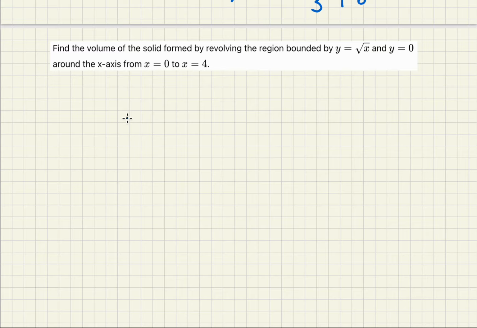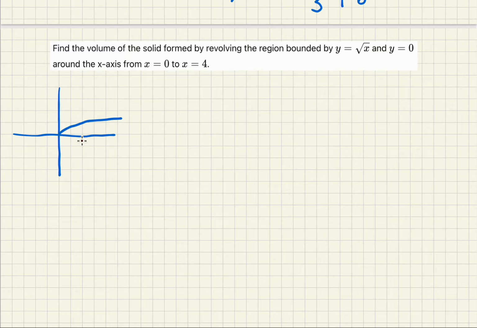Next question. Find the volume of the solid formed by revolving the region bounded by y equals square root of x and y equals 0 around the x-axis from x equals 0 to x equals 4. Now again, our first step is to make a graph and put down all of our equations. Now, if you recall, y equals square root of x looks something like this.